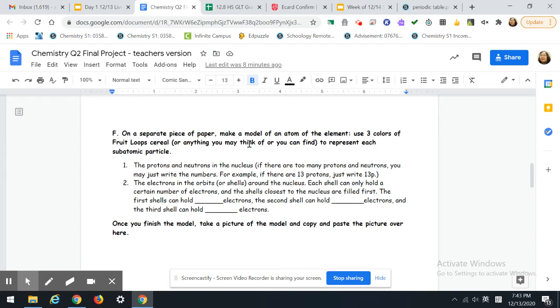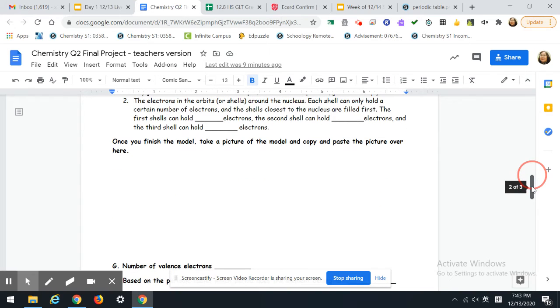To represent protons, neutrons, and electrons. Make sure you put the protons and neutrons right in the center to represent the nucleus, and then put the electrons in the orbits according to the electron arrangement. Like the first energy level can hold 2 electrons, the second can hold 8, and the third one can hold 8 electrons.